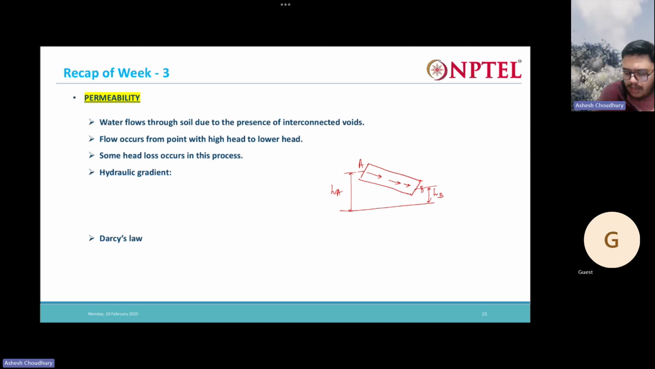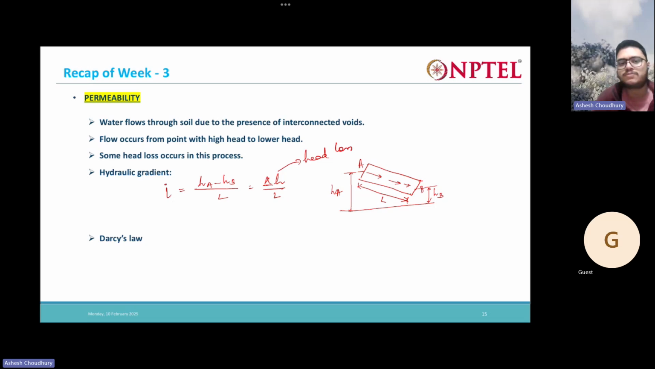If we know the length L, the length of flow, we can write the hydraulic gradient, which is I. It is nothing but HA minus HB divided by L, that is delta H by L. This is the hydraulic gradient. This term, delta H, is nothing but the head loss. So hydraulic gradient is nothing but head loss divided by the length of flow.